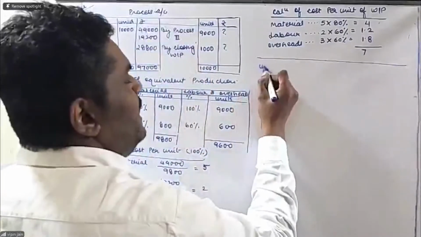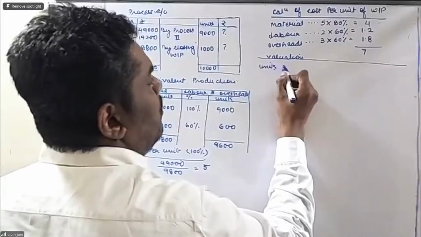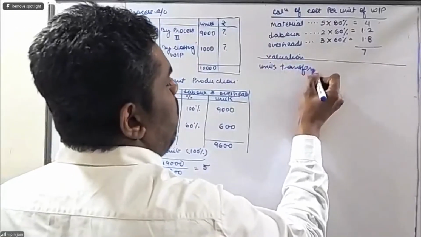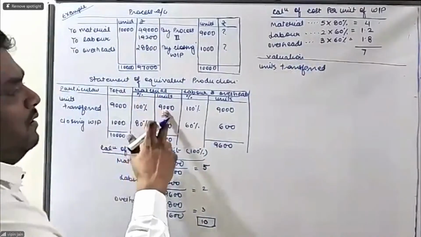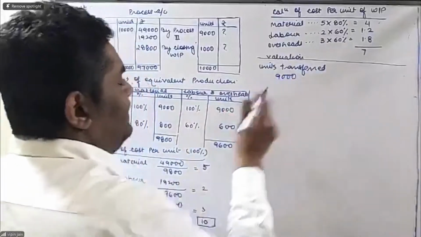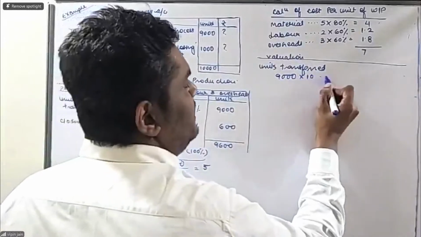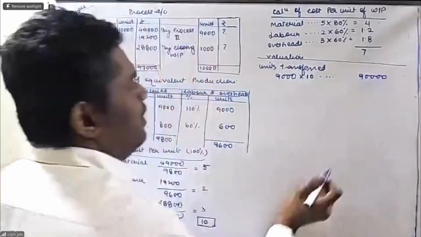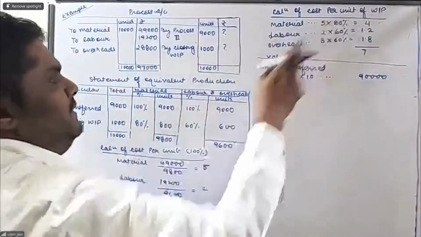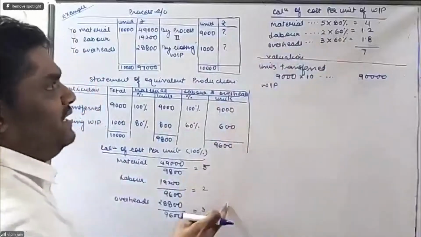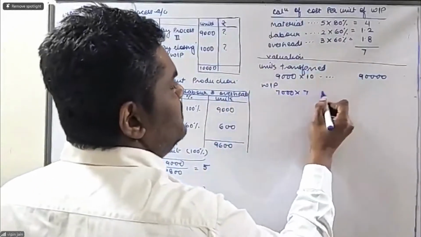Now, when talking about the value of units transferred, total units transferred are 9,000 and they are 100% complete, and the cost of 100% processed is 10. So 9,000 into 10, this will be 90,000. And for work in progress, we have already calculated the cost because material is processed 80%, labor is processed 60%, and overheads are processed 60%. So 7,000 into 7.